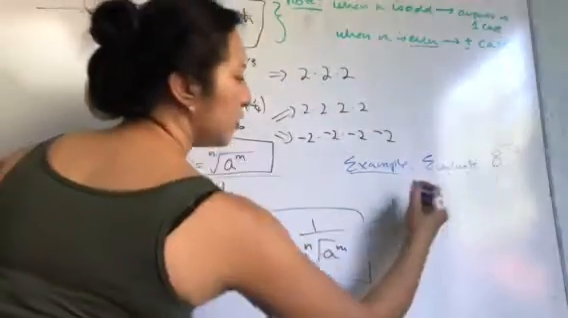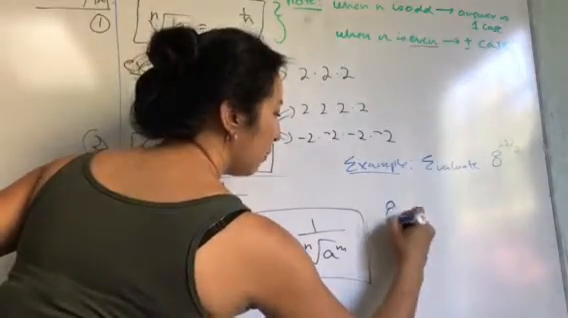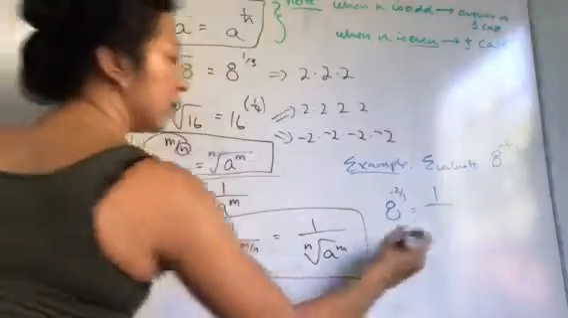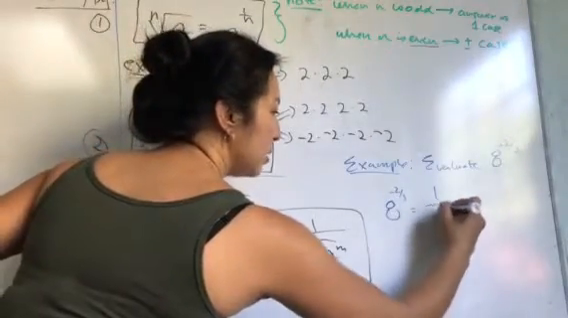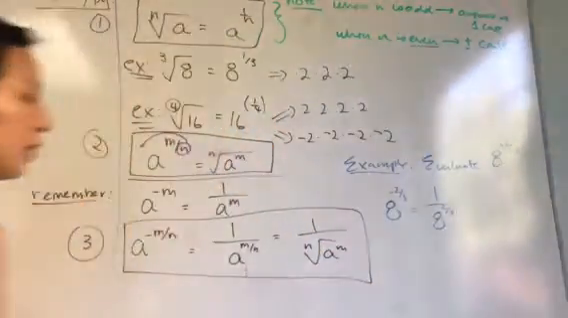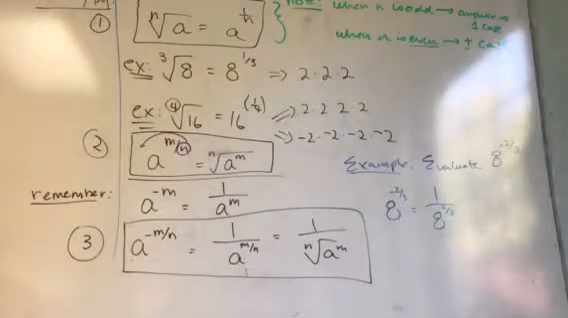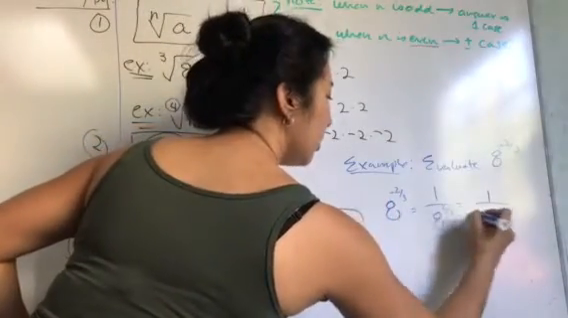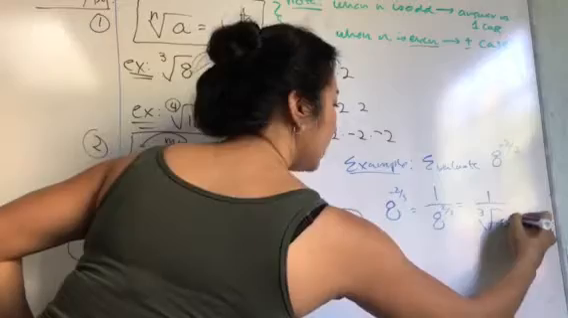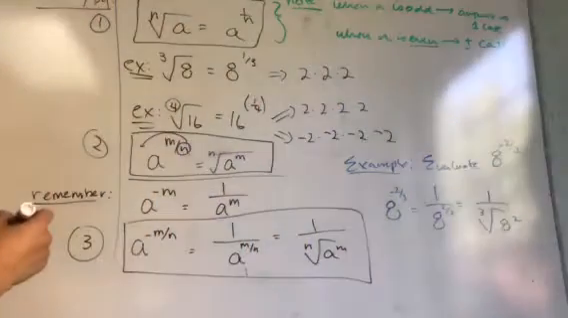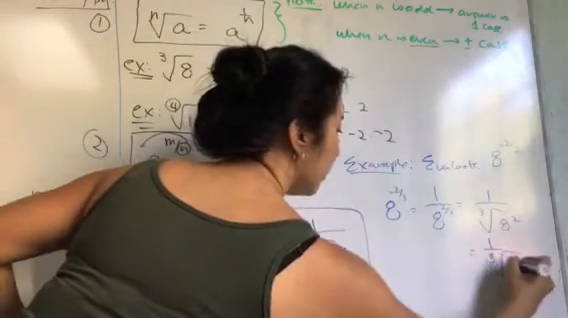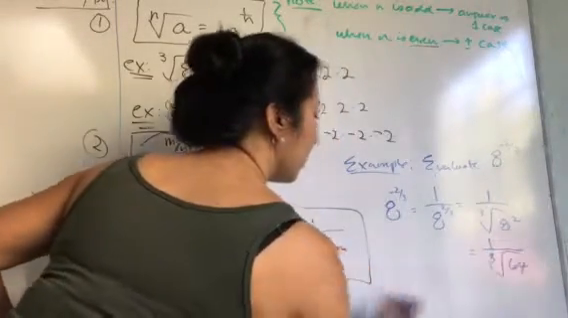So if you have 8 to the negative 2/3, we can get rid of that negative exponent by rewriting it, like I said here, as 1 over 8 to the 2/3. And if you don't like that exponent as a fraction, you can rewrite it as 1 over the third root of 8 squared. Well, 1 over the third root of 8 squared is 1 over the third root of 64.